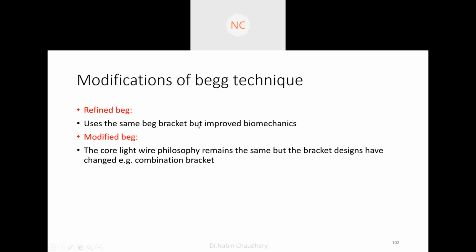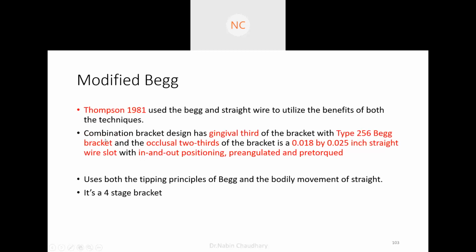But the refined Begg uses improved biomechanics. In the modified Begg, the core philosophy remains the same, but the bracket designs have changed, for example the combination bracket. We will talk about the different modifications of the Begg bracket given by different authors. In the modified Begg, generally the combination bracket is used. For example, Thomson in 1981 developed the combination bracket, which uses the advantages of both the Begg and the straight wire.